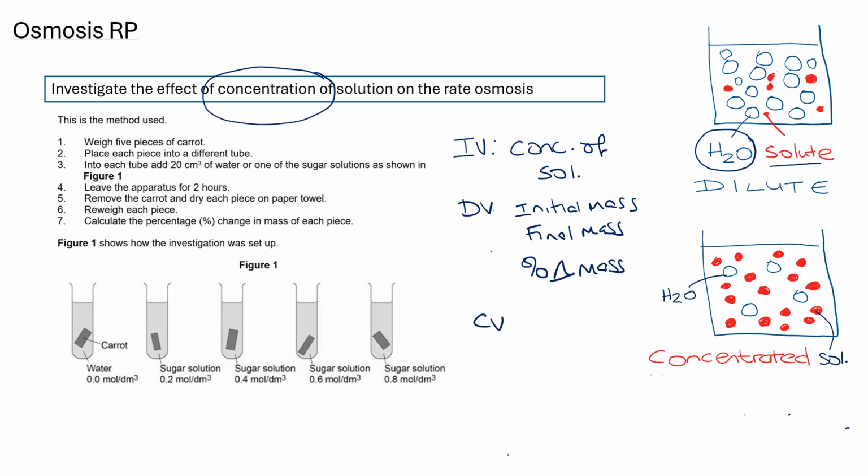The control variables are the things that you keep the same to make it reproducible. When they give you a diagram like they have in this question, it's a gift because you can see immediately things that they keep the same. For example, they all have used the same volume of solution. Secondly, you can see they've all used the same size of plant cell.